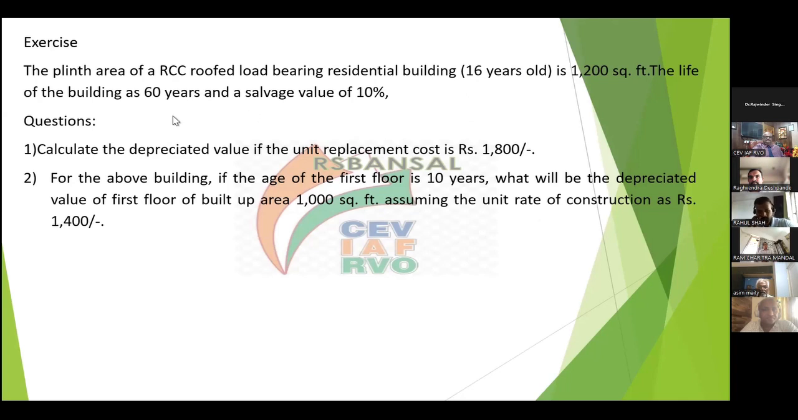Now see, the plinth area of an RCC roof load-bearing residential building, 16 years old, is 1200 square feet. The life of the building is 60 years and salvage value is 10%. Calculate the depreciated value if the unit replacement cost is 1800 rupees per square feet. For the above building, if the age of the first floor is 10 years, what will be the depreciated value of the first floor, built up area 1000 square feet, assuming the unit rate of construction as rupees 1400.